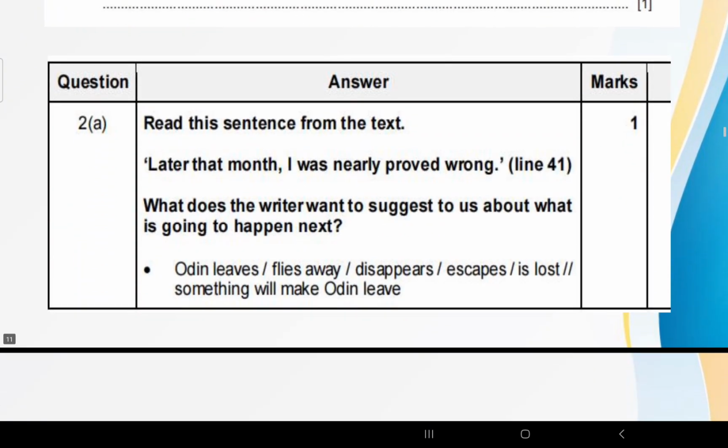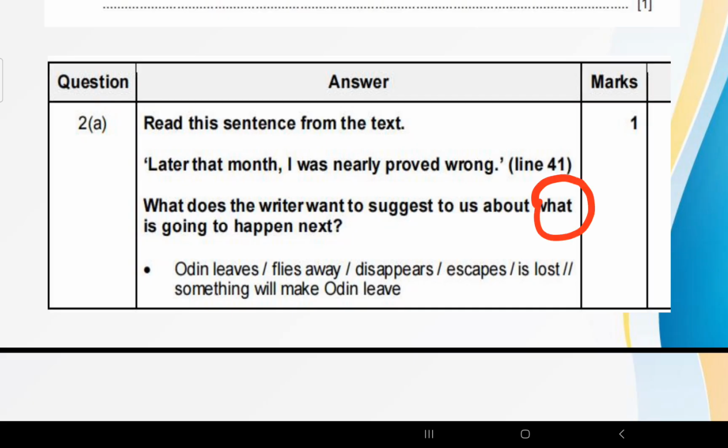Let's have a look at the mark scheme. Read this sentence from the text. What does the writer want to suggest to us? An answer is Odin, that is a raven, a crow, is going to leave, flies away, disappears, escapes, is lost. Something will make Odin leave. So basically, this is the action, the activity, the event that is going to happen later that month. And here at this point, the question is about what.